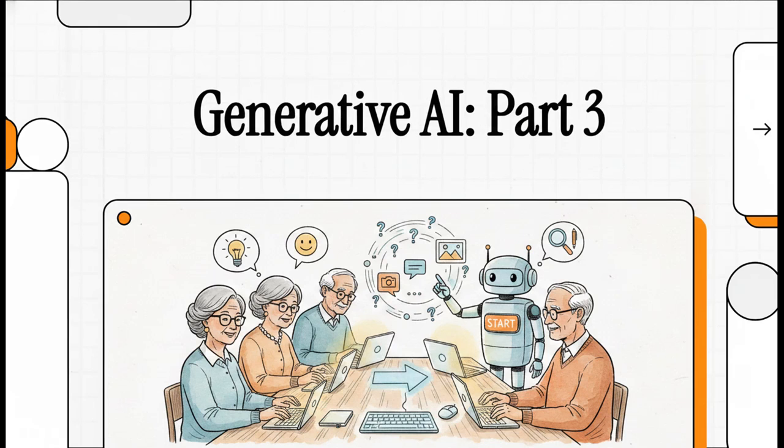So if you've ever felt a little intimidated staring at a blank screen trying to figure out artificial intelligence, well, you are in exactly the right place. Today, we're jumping right into part 3 of a friendly, totally non-technical guide designed specifically for older adults. We are stripping away all that Silicon Valley jargon to answer one really simple question. How do you actually start using it?